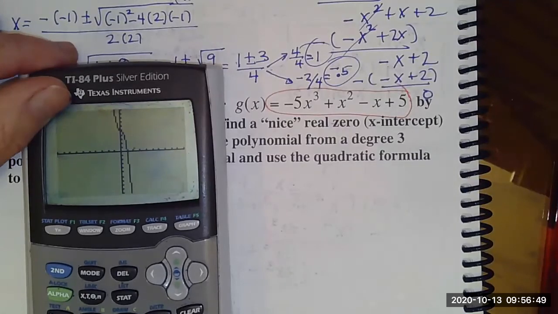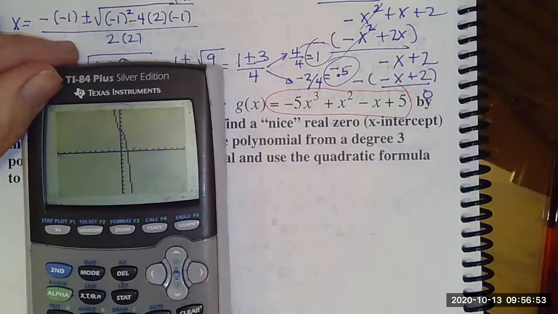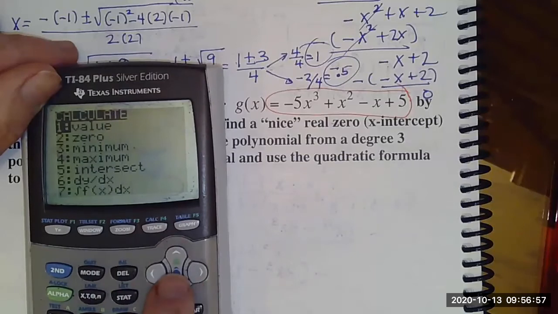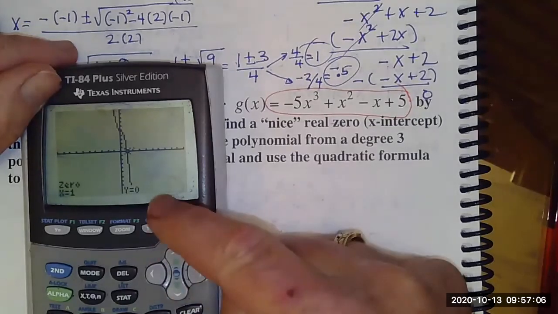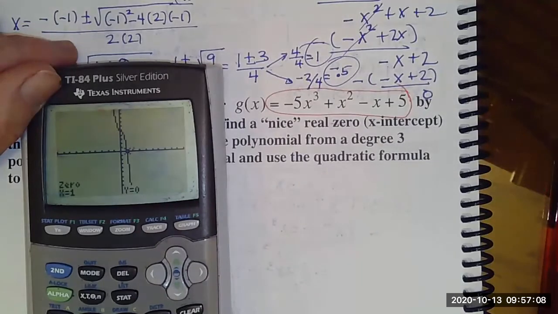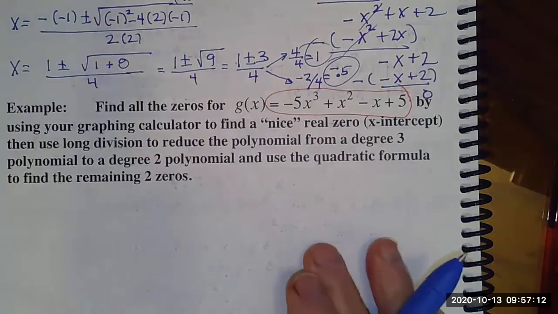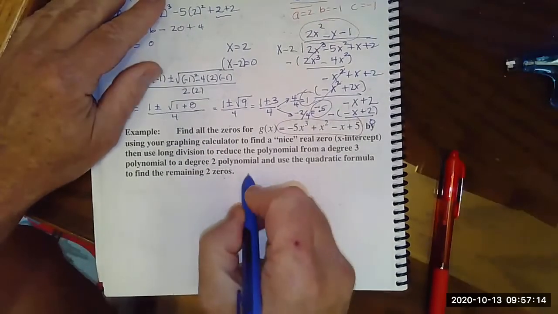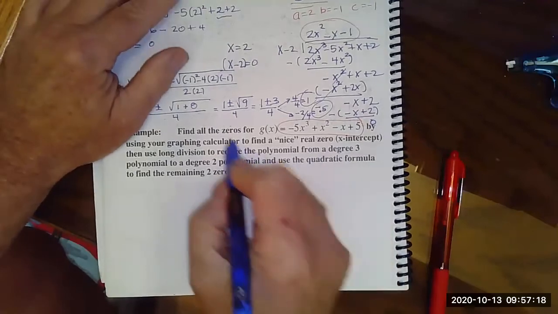Looks like there's only one nice answer anyway. Well, nice, meaning there's an x-intercept. Kind of looks like it's 1. Let's see if it really is 1. Yep, it's 1. So x means, because the y is 0, x equals 1 is a 0. X equals 1 is a solution.